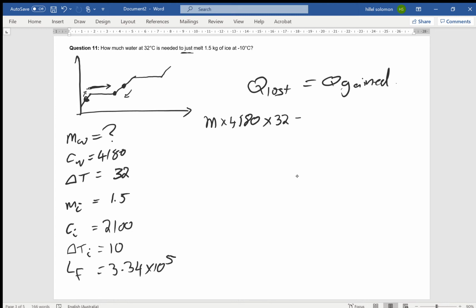And that equals the total heat gained by the ice. So that's going to be mc delta T for the ice, which is 1.5 times 2,100 times 10. That's the heat gained as it heats up. And then we need the heat gained as it melts, and that's going to be 1.5 times the latent heat of fusion, which is, and I've run out of room here, so we'll just do 3.34 times 10 to the 5. Okay. The right-hand side of that equation, I've got all of my values.